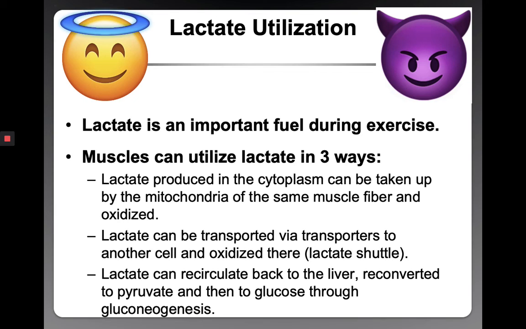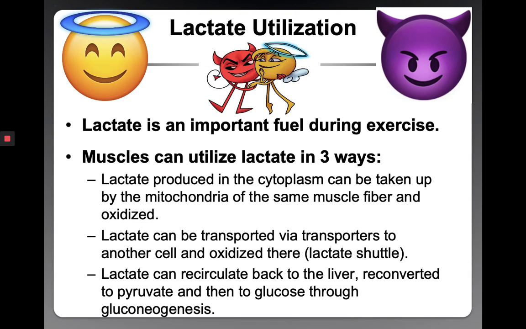Lactate can also be shuttled around. So lactate can be transported to other cells where it can then, same thing, be scooped up by the mitochondria and then oxidized there. And we call this a lactate shuttle. And then the third way is something we call the Cori cycle, and the lactate can be recycled back to the liver, converted into pyruvate, and then it can be converted back into glucose through gluconeogenesis, where we can then utilize it as energy. So I know that we in sport sometimes always talk about lactate as being a very negative thing, but the reality of it is this really cool way the body utilizes this byproduct and makes it into something that we can use to keep moving forward.